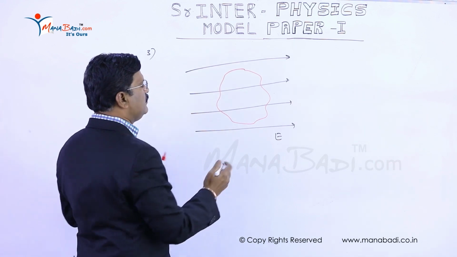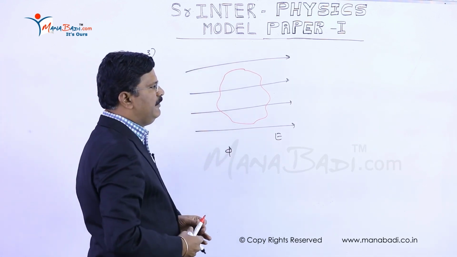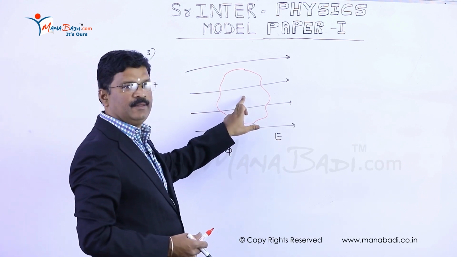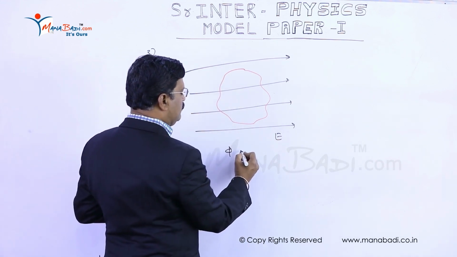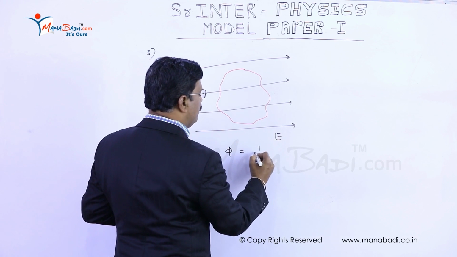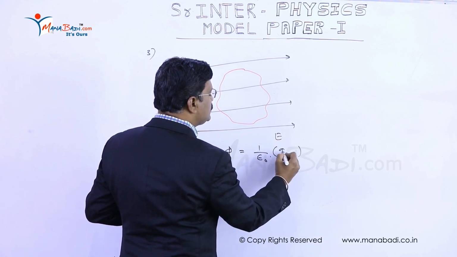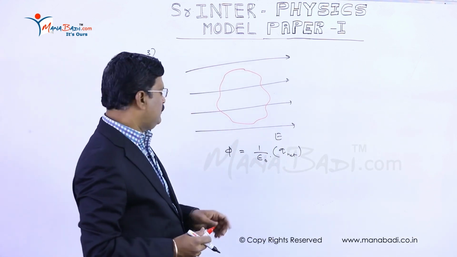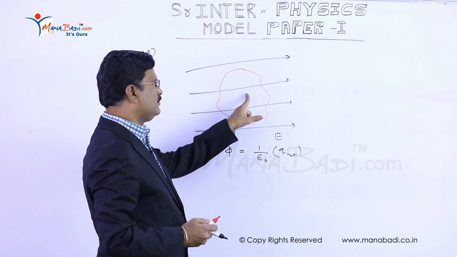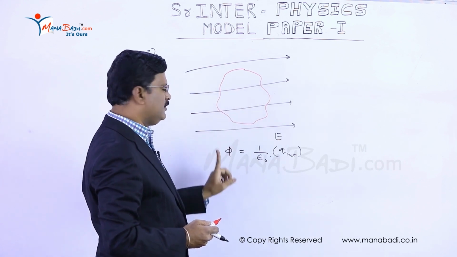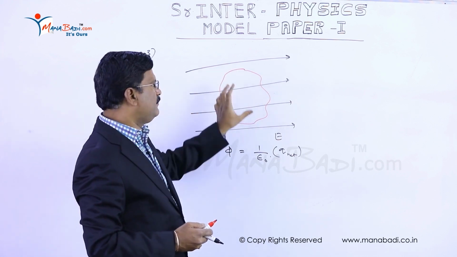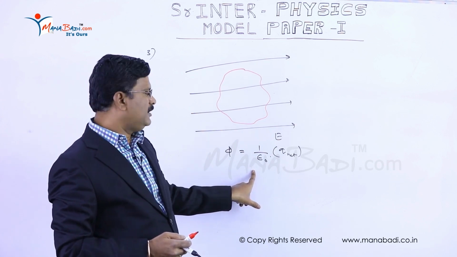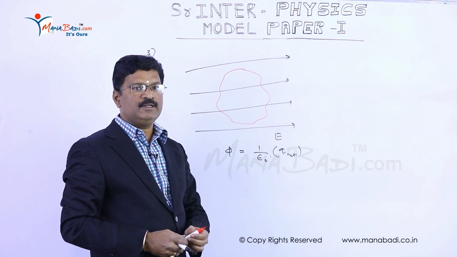That is being called as phi, where phi is the flux which is now coming out through the given selected area. This flux is equal to 1 by epsilon naught times the net charge enclosed by the area or enclosed by the closed curve. So therefore, the flux coming out through the closed surface area in an electric field will be equal to 1 by epsilon naught times the net charge enclosed by the boundary.